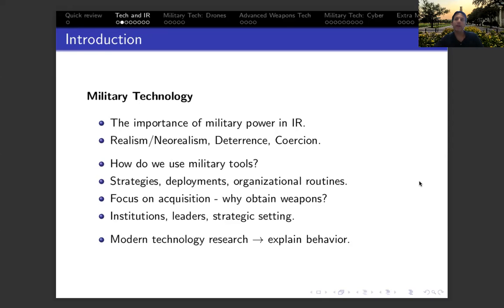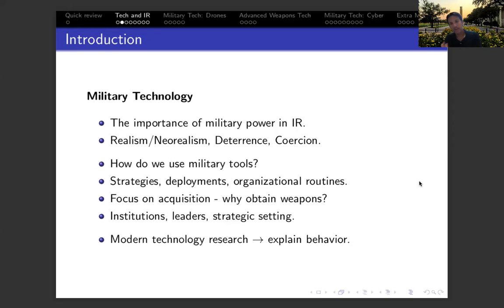Now, maybe another aspect that we can think about is how states use those military tools. And this question relates to different strategies, and that also speaks on some level to coercion strategies. It also relates to force deployments, routines and procedures that different organizations are implementing, those kinds of things. And that's a different way to think about technology.